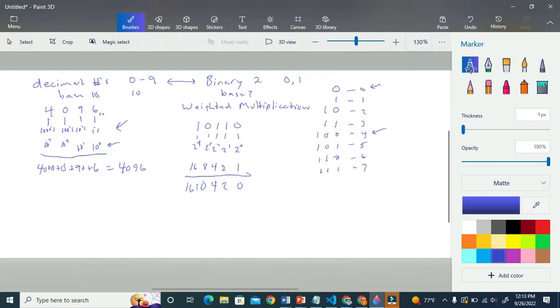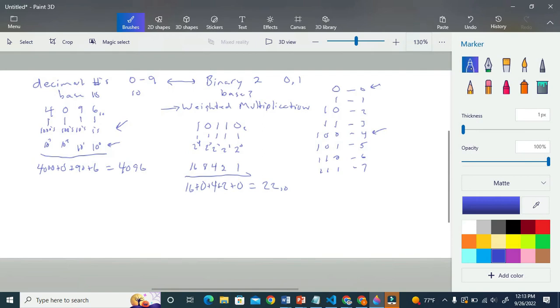If I add all these numbers up, we end up with 16, 20, 22. And so the number 10110 base 2 is actually the number 22. It represents the number 22 in decimal. That's how we go from a binary number to a decimal number using this strategy called weighted multiplication. It's pretty simple to do, and you can actually do this with any base that you want.